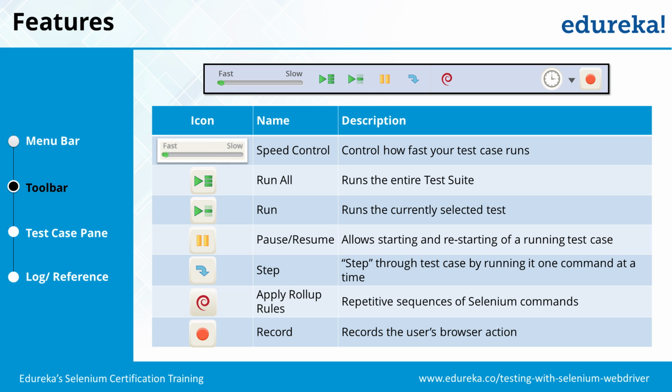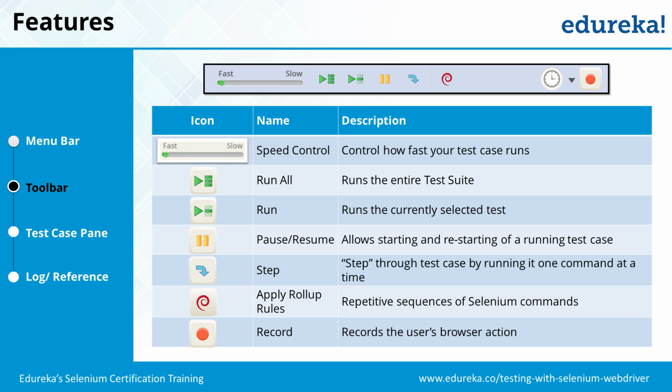Then you have the step button. The step button is a facility which will allow you to debug your script. So you can run through your script one step at a time and analyze if there are any failures, any things that you want to change, any things that are of your interest, like values of some variables or something, right?